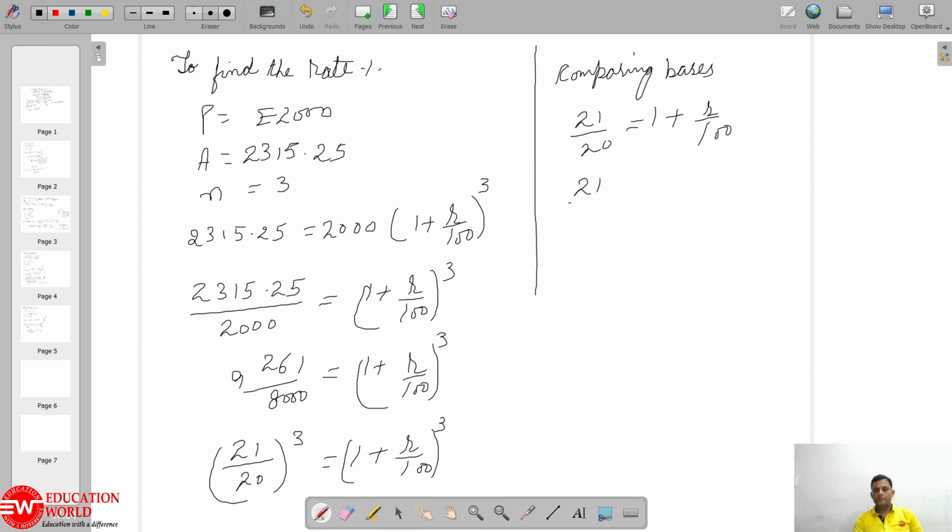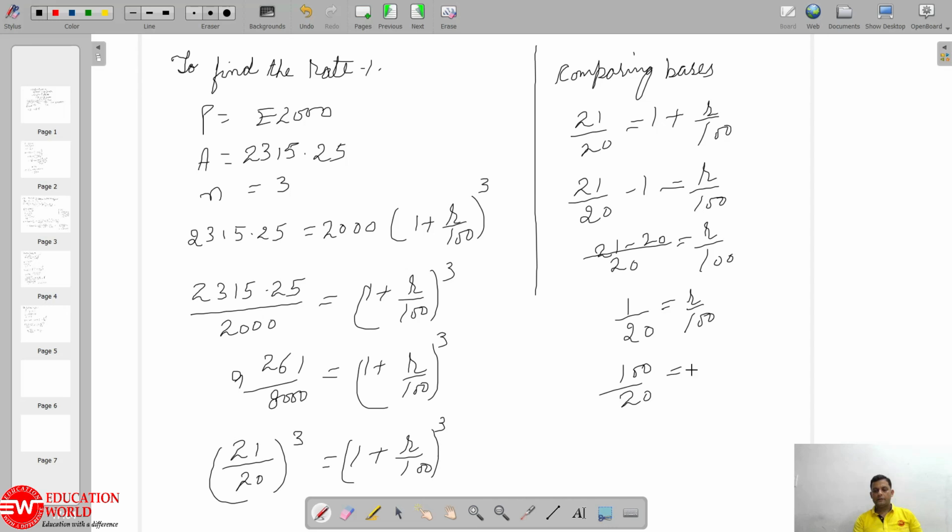So 21 by 20 minus 1 is equal to R by 100. Take out the LCM 20: 21 minus 20 over 20 equals R by 100. So 1 by 20 is equal to R by 100. So cross multiply: 100 by 20 equals R. So it is 5. So R is 5%.